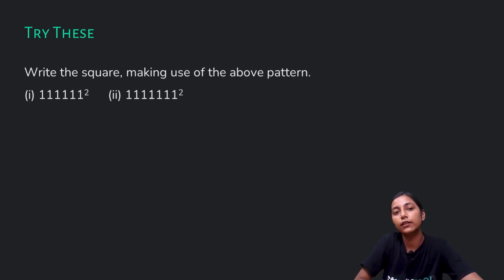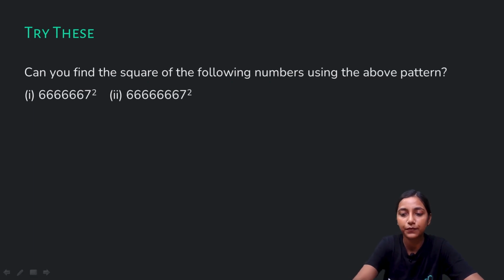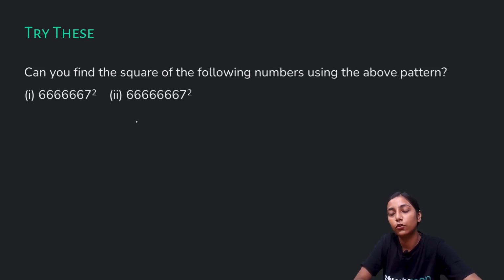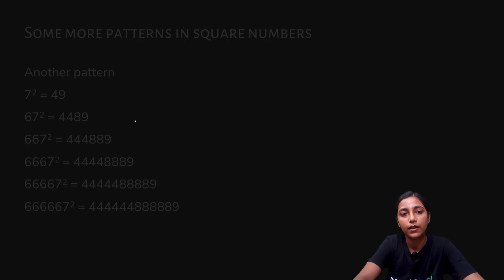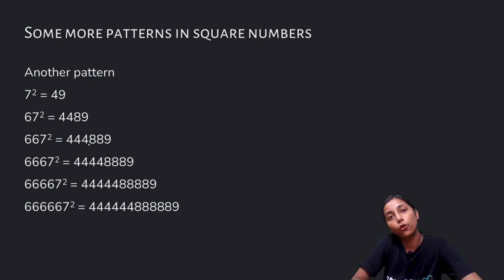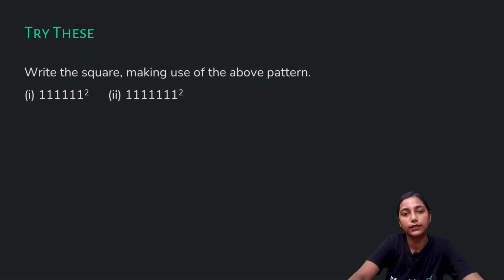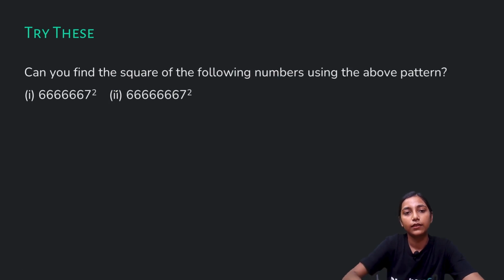Here you can just see how many 1s there are, and then using the previous pattern, you can solve it. Write the square. Similarly for this, I've told you how this pattern works. If we add one more 6, we have to add one more 4 and one more 8 to the number. So this is going to use that pattern. Just solve these two questions.